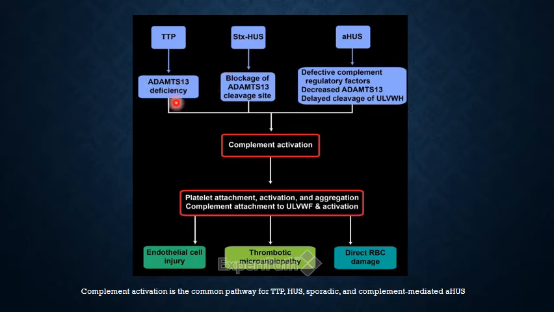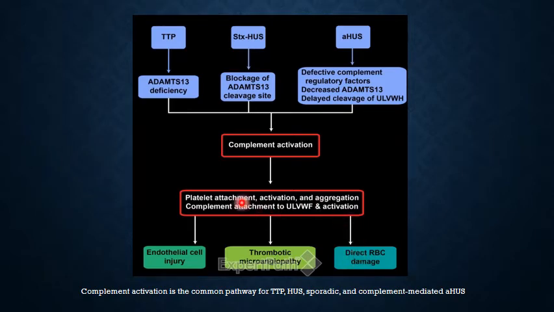Through ADAMTS13, when there is a deficiency or a blockage of the ADAMTS13 cleavage site, or a defect in the complement regulator factor, there is a decrease in ADAMTS13, according to the type of the disease, that causes the complement activation. Complement activation leads to platelet attachment, activation, aggregation, and adhesion to von Willebrand factor, which leads to direct red blood cell damage because of the thrombus formation, which occludes the blood vessels.